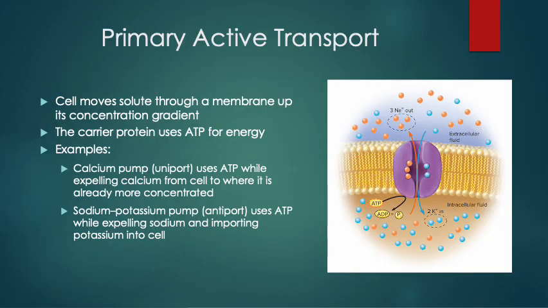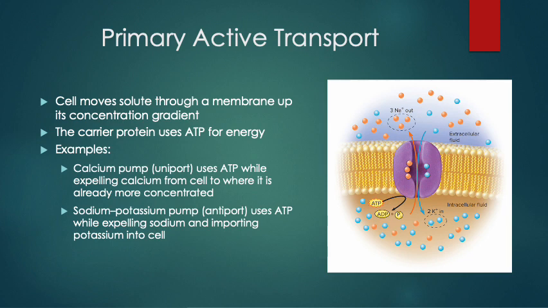Okay, so primary active transport occurs when cells move solute through a membrane against or up the concentration gradient. So we're going to be going from a low concentration to a high concentration, which is uphill, right? So it's going to take energy. The carrier is going to consume energy from the cell. And some examples of this are calcium pumps. They use ATP when expelling calcium from the cell where it's already more concentrated.